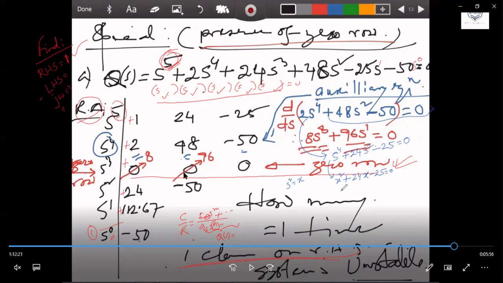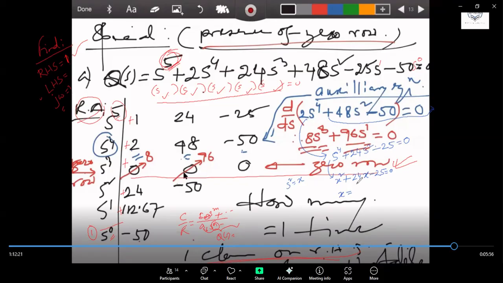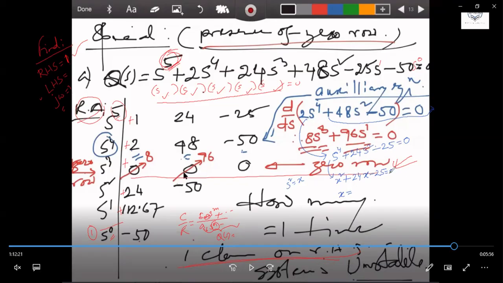Right. Now, can anybody tell me what is the value of x? Quadratic equation solution. You have a calculator. Do it. You should get 2 values from the quadratic solution. Anyone? All of you, take your calculator and tell me.